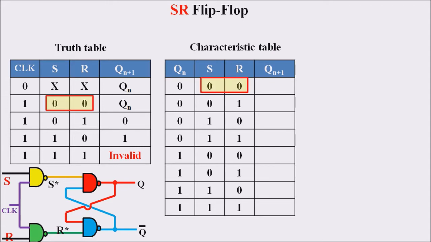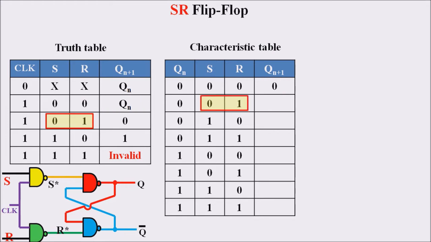So if we are starting with S equal to 0, R equal to 0, according to the truth table, S equal to 0, R equal to 0 results in a Qn plus 1 value of Qn itself, that is the memory condition is used here. So Qn plus 1 value will be the Qn value itself. That simply means that in the characteristic table, if S is equal to 0, R is equal to 0, the Qn plus 1 value is equal to Qn itself, that is Qn plus 1 will be 0 itself.